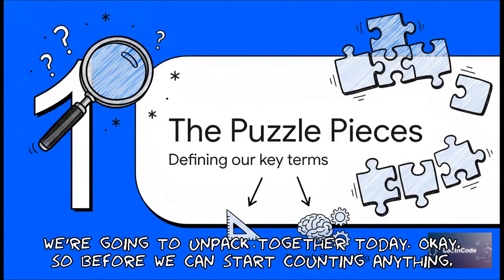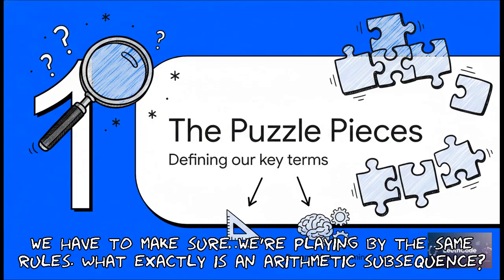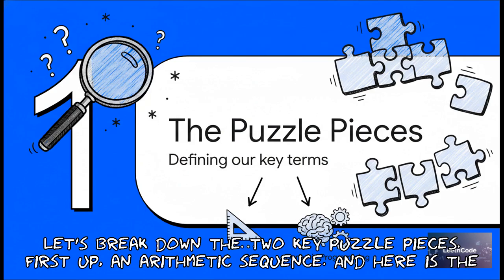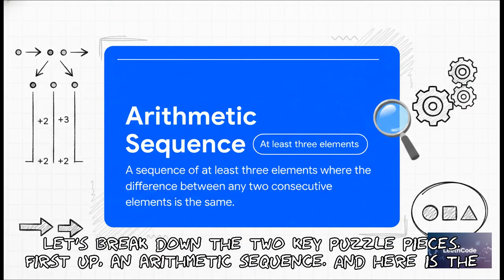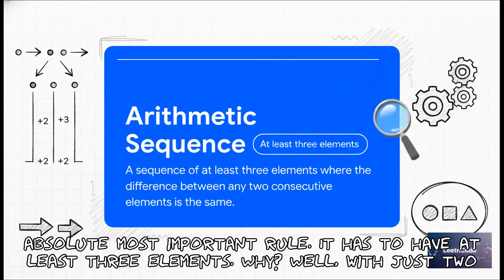Okay, so before we can start counting anything, we have to make sure we're playing by the same rules. What exactly is an arithmetic subsequence? Let's break down the 2 key puzzle pieces. First up, an arithmetic sequence. And here's the absolute most important rule. It has to have at least 3 elements.